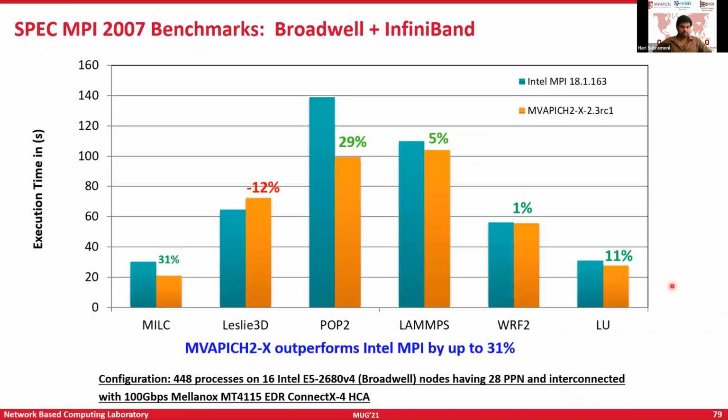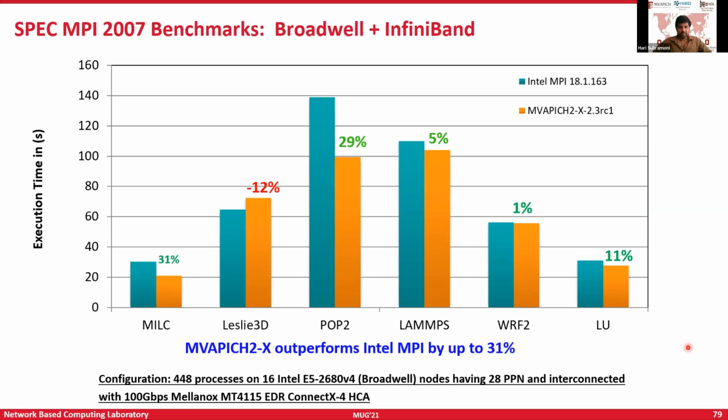Here we look at the performance of MVAPICH2 versus Intel MPI on a range of different SPEC benchmarks on Broadwell plus InfiniBand. As you can see, MVAPICH2 is able to outperform Intel MPI on almost all of these benchmarks by a fair margin.